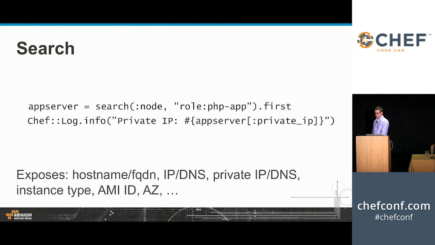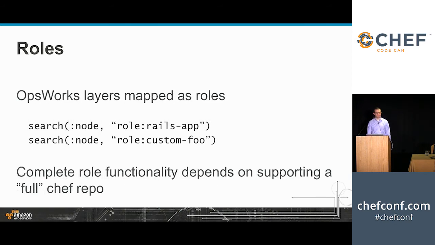And as you see, we map our layers into roles. So if you have an OpsWorks layer that is called PHP App Server, you will find it in search if you look for servers with the role PHP App Server. What we don't support yet is the ability to fully use the role definitions, because we currently only accept a cookbook repository or a cookbook directory that you give us, and not the full-blown chef repository, consisting of data bags and roles and environments and so on. This is something we're looking into.